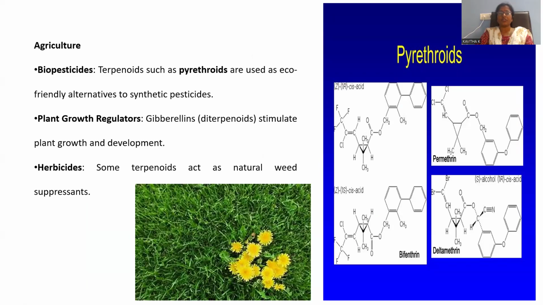Even in agriculture, these terpenoids are working. Biopesticides. Pesticide is nothing but that which is used to kill the disease causing organisms in the croplands. Okay. Here a new term is introduced, pyrethroids. Pyrethroids are nothing but that kind of material or disease destroying agent which is extracted from plant materials. So it is the pesticide extracted from the plants, which is called pyrethroid.